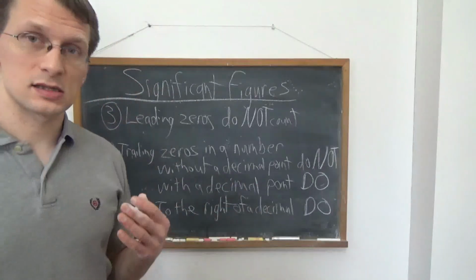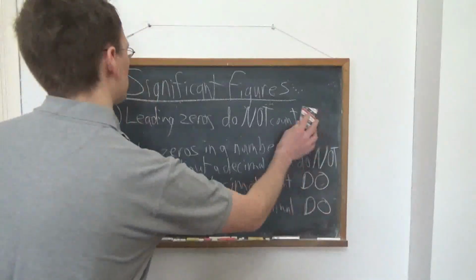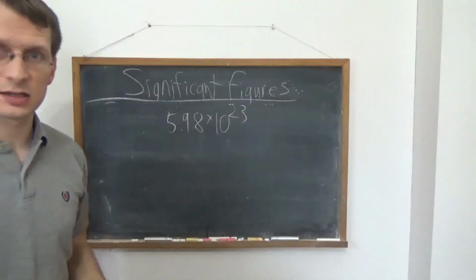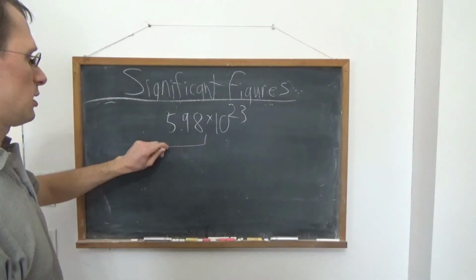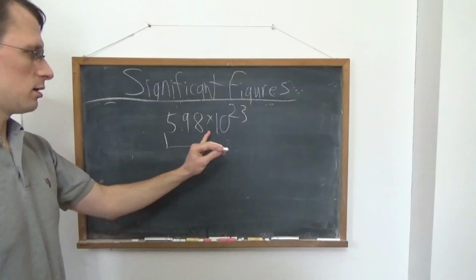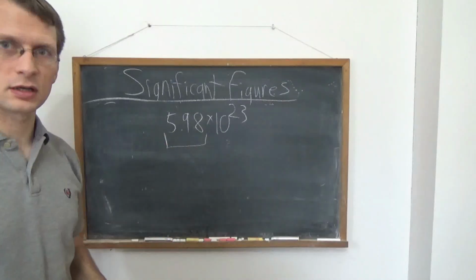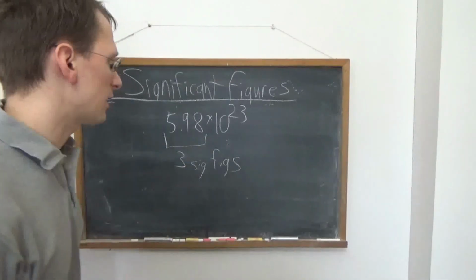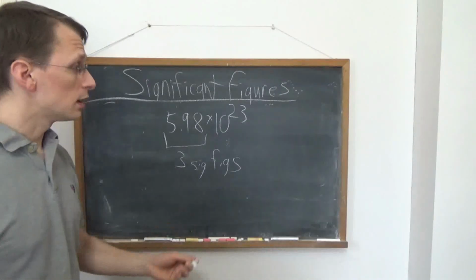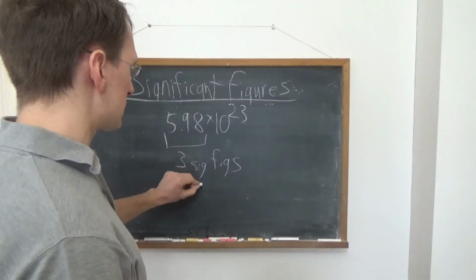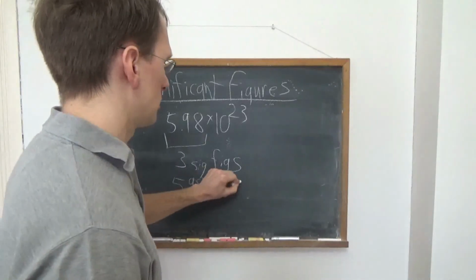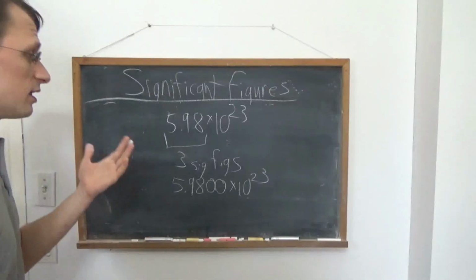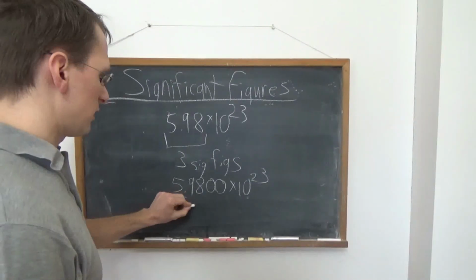And when we look at something written in scientific notation, for instance, 5.98 times 10 to the 23, all the digits on this side of the times 10 to the 23 count as significant figures. So we have 3 significant figures in that example. Now, if we were to include some zeros in here, 5.9800 times 10 to the 23, that would make it 5 sig figs.